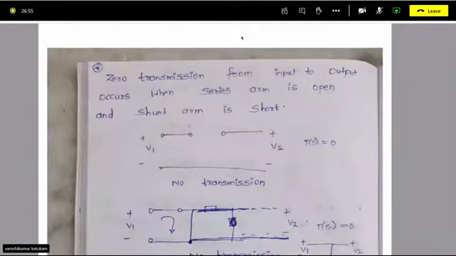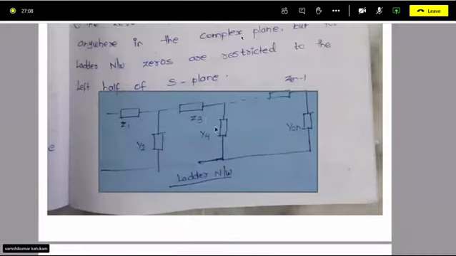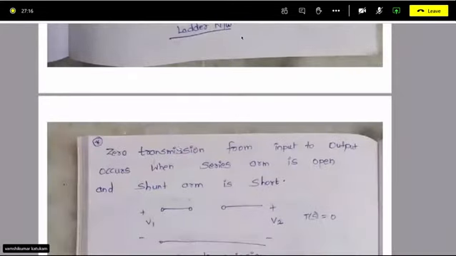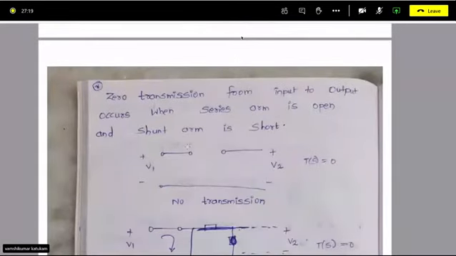Zero transmission, or no transmission, from input to output occurs when the series arm is open. Suppose in your ladder network the series arm is open. Then there is no transmission of voltage from input to output. You can see here that the transfer function will become 0. V2 upon V1 will become 0, because the series element is open.